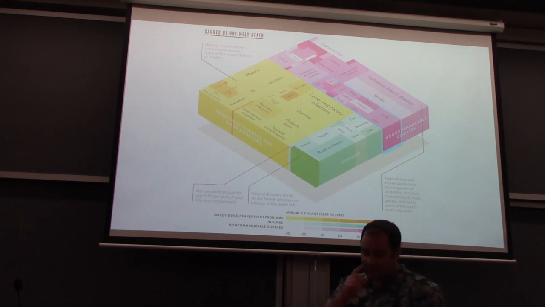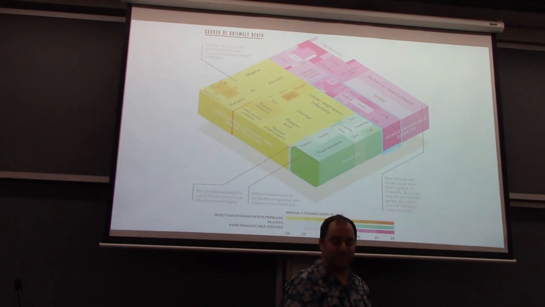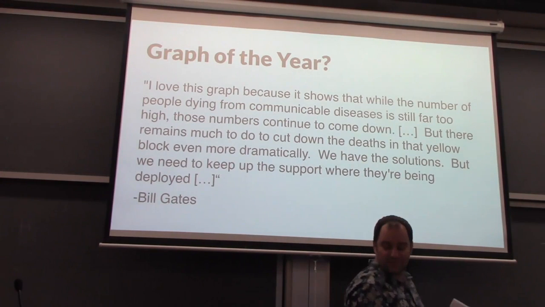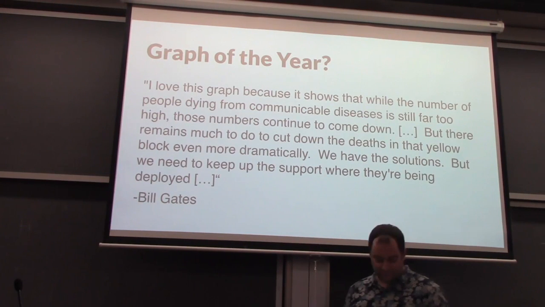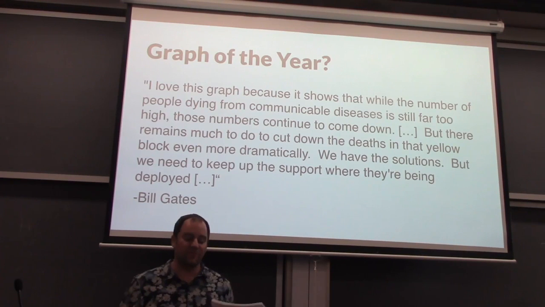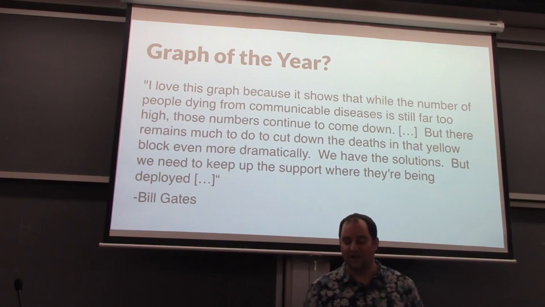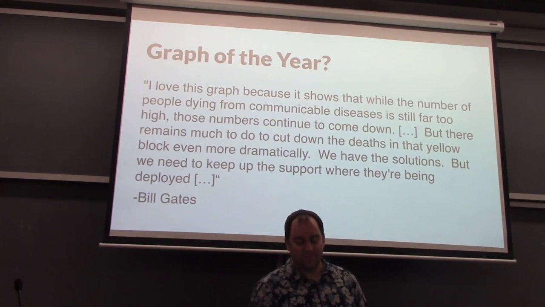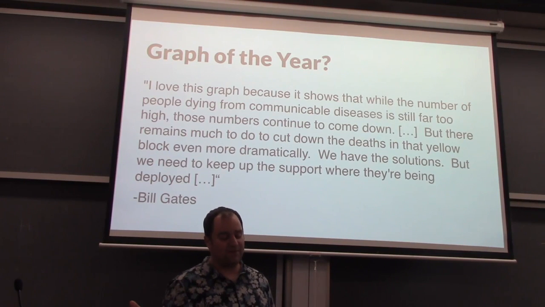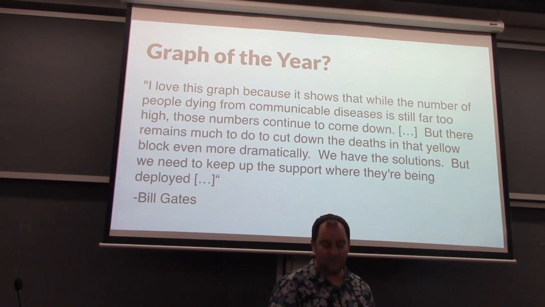Before I hand this out, this is a chart of causes of untimely death in the world. Bill Gates picked this as his graph of the year, I think it was in 2013. He said, I love this graph because it shows that while the number of people dying from communicable diseases is still far too high, those numbers continue to come down. But there remains much to do to cut down the death in that yellow block even more dramatically. We have the solutions, but we need to keep up the support where they're being deployed.